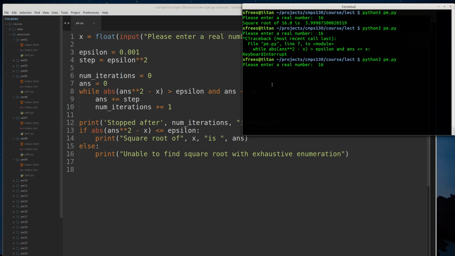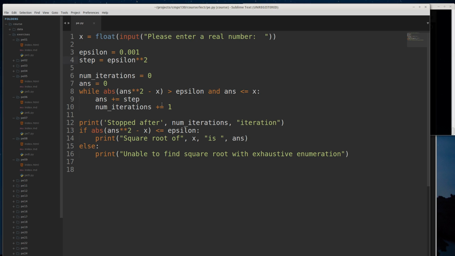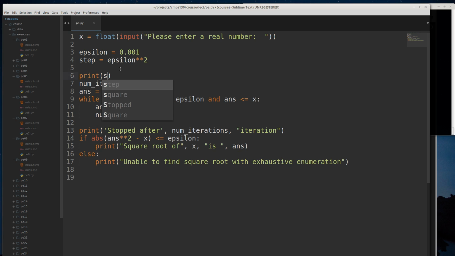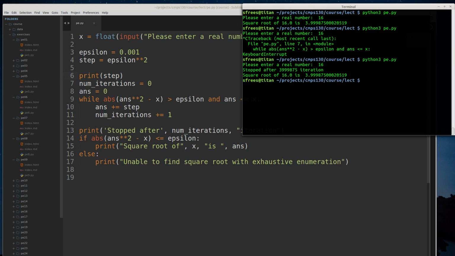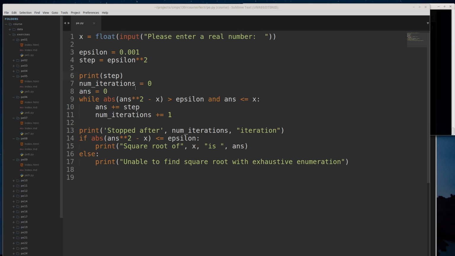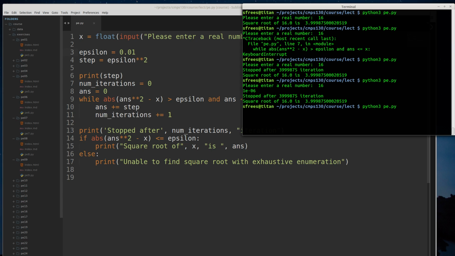For 16, gotta wait a few seconds still. I actually went around this loop over 3 million times to get to that answer. I can see that by printing out step. I can see exactly what step is, 1 times e to the 6th. If I reduce that epsilon, I might be able to converge quicker. Okay, certainly I converged very quickly now. But 16, that's a relatively easy value.